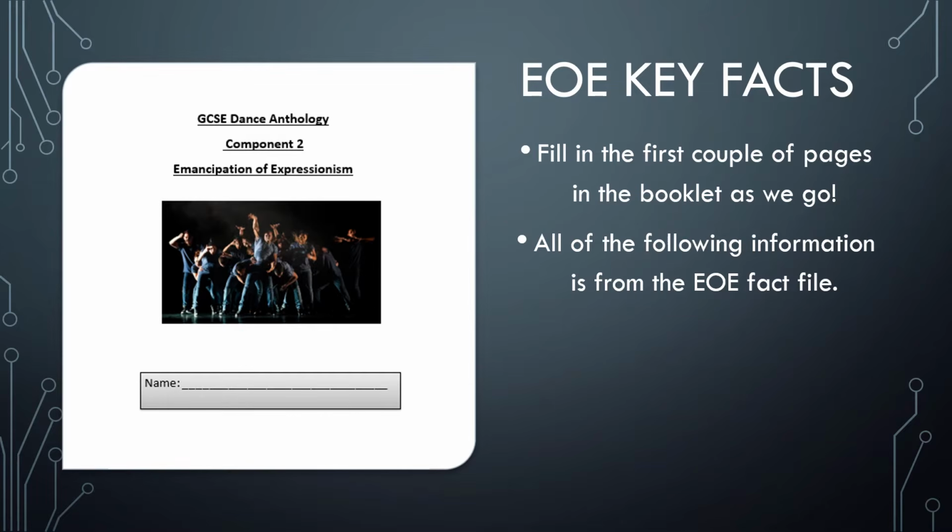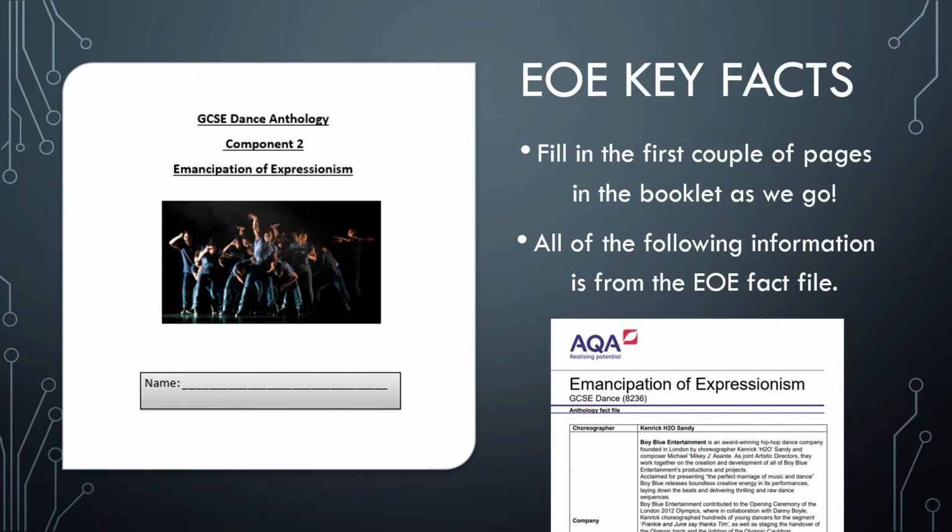This video will get you started on filling in your Emancipation of Expressionism work booklet, which should look like this picture on the left. So basically in this video you'll be able to fill in the first couple of pages of your booklet as we go along. And all of the following information that I'm about to tell you about is found in the EOE fact file that you've also been given. So if you want to have that by your side as well, or highlight as you go, that's absolutely fine.